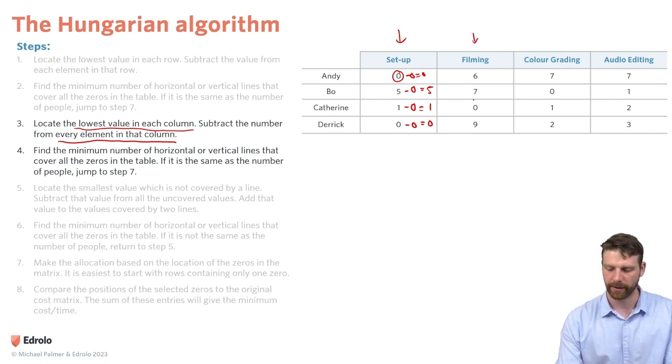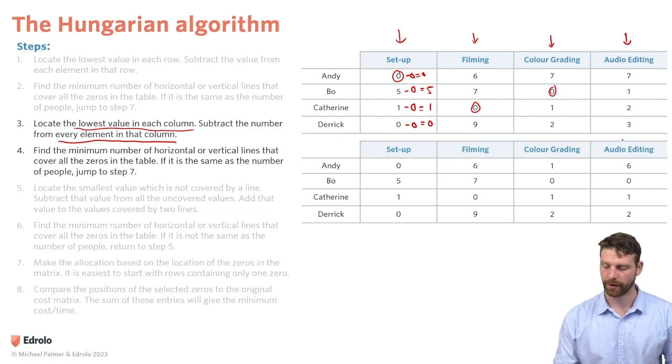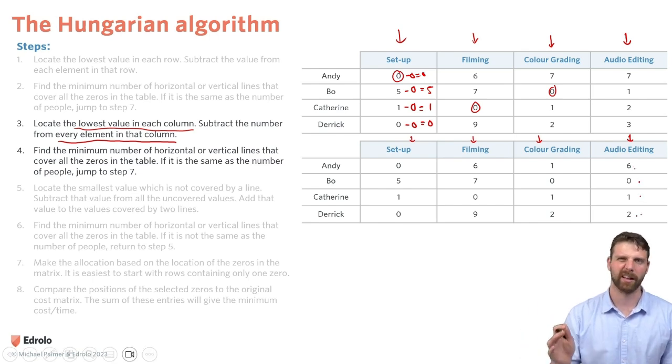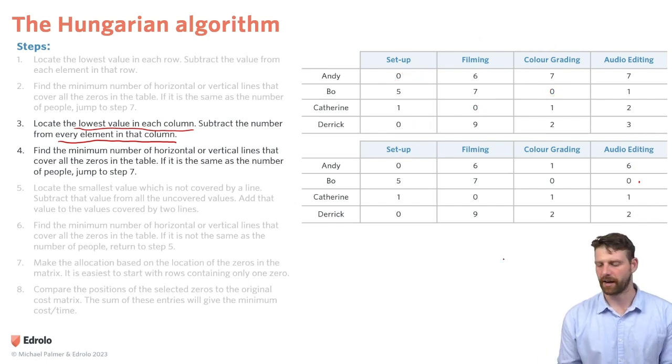So in filming, I can see there's a 0. So subtracting that won't actually do anything. In color grading, there's a 0. Subtracting that value won't do anything. But in the final column, audio editing, there's a 1. And so I need to subtract that 1 from all the values in that column. So if I do that, I should get, just focusing on this column here, none of these columns change, but this one becomes 6, 0, 1, 2, which is 1 less in all those elements. Okay, so we did that. Okay, just clean the diagram up a bit there.